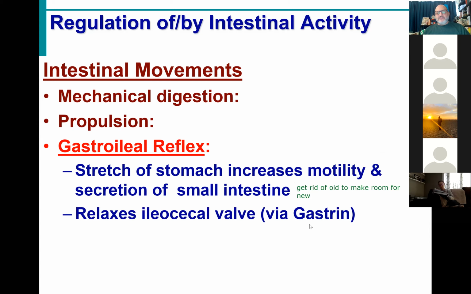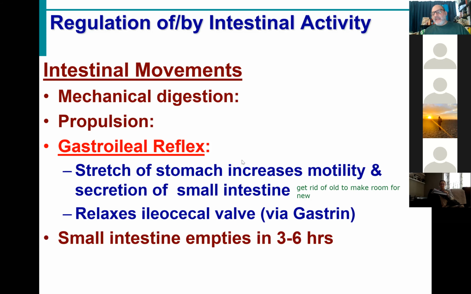Again, relaxes that ileocecal valve. Remember, gastrin releases that so we can get it out of the ileum into the large intestine to make room. And again, depending on the volume, depending on the composition, the frequency of eating, it can take anywhere between about 3 and 6 hours for the small intestine to empty itself completely.